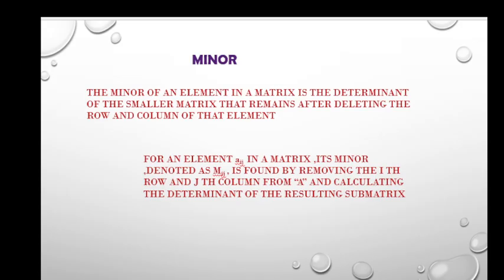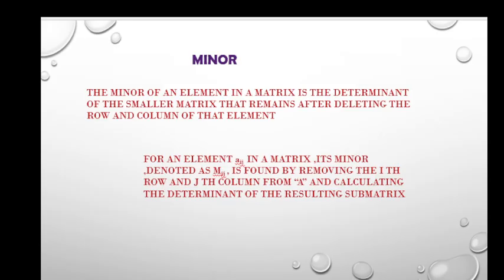Minor. The minor of an element in a matrix is the determinant of the smaller matrix that remains after deleting the row and column of that element. For an element Aij in a matrix, its minor, denoted as Mij, is found by removing the ith row and jth column from A, where A is the matrix, and calculating the determinant of the resulting submatrix.